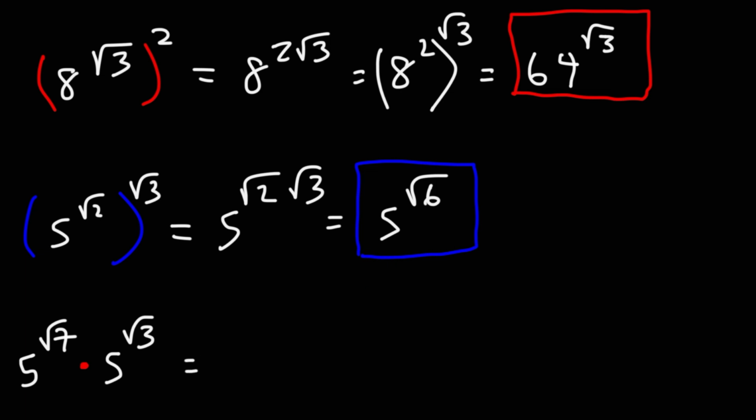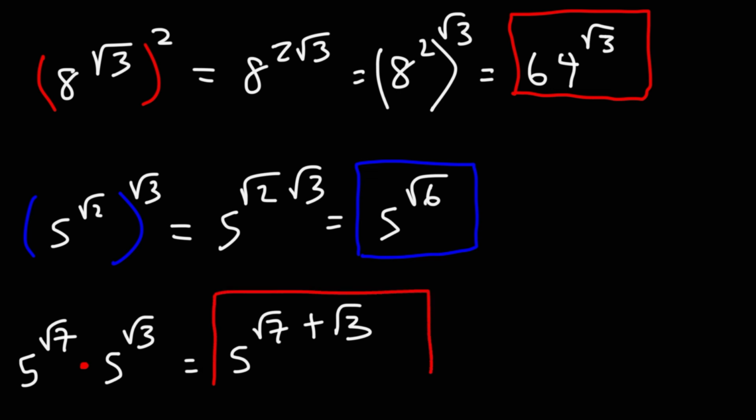Now for the next one, we have the same bases but different exponents. So all we can do is just add the exponents. So it's simply 5 raised to the square root 7 plus square root 3. And we can't simplify this any further, so we're just going to have to leave our answer like this.